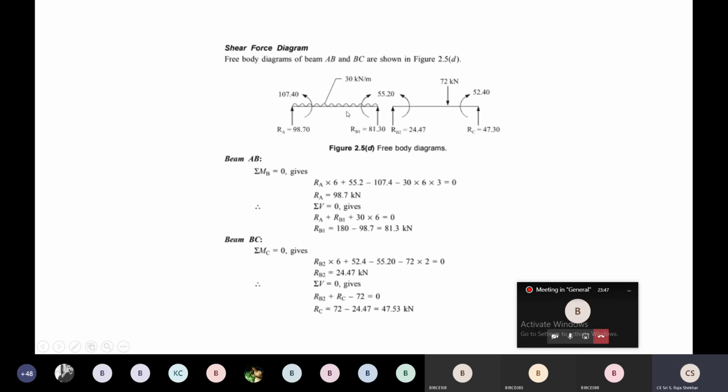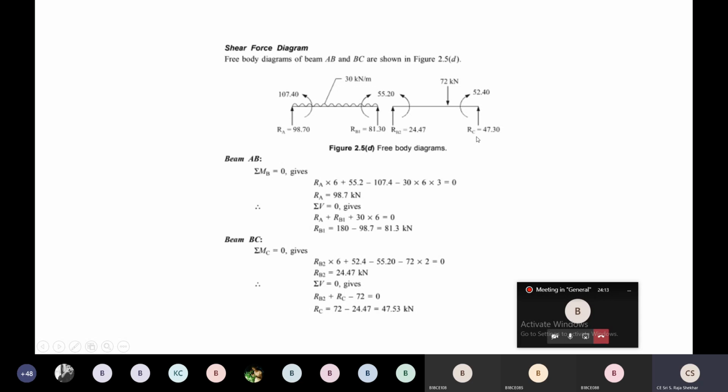I am drawing the free body diagram for the AB span and BC span individually. For the AB span, there will be two reactions. I am naming these RA and RB1. Similarly for the BC span, the left side reaction is RB2 and the right side reaction is RC. So we need to calculate these reactions.